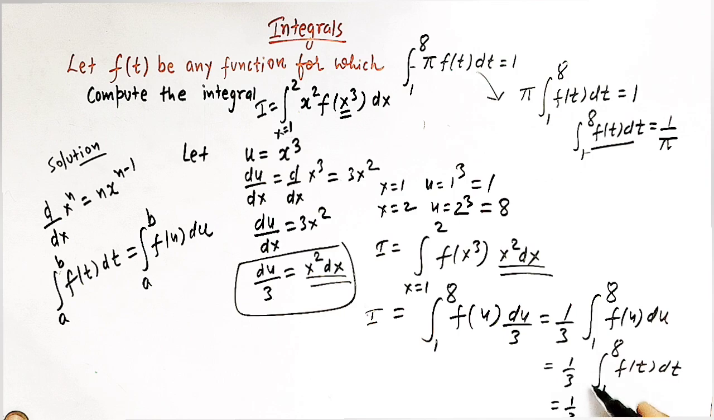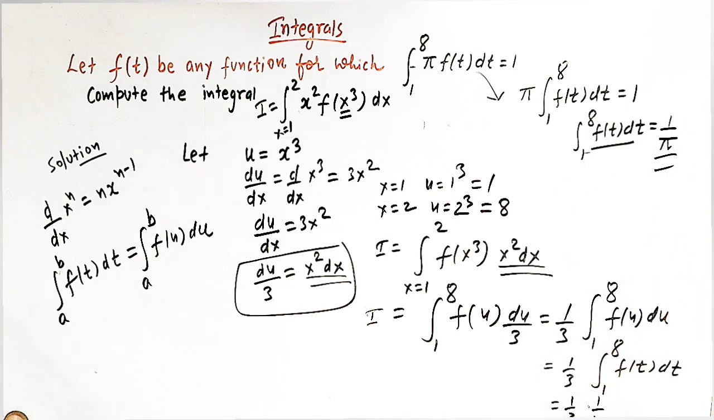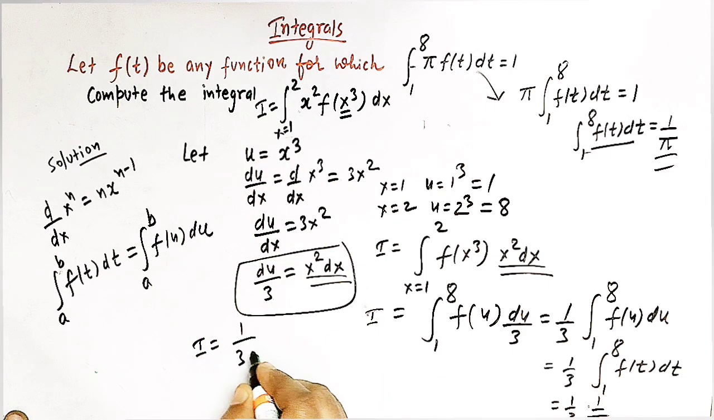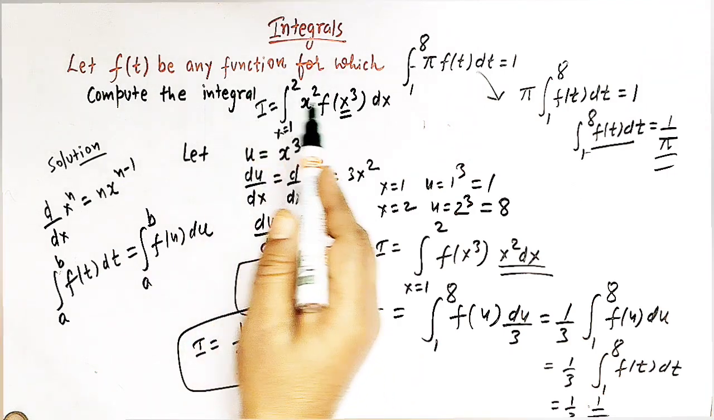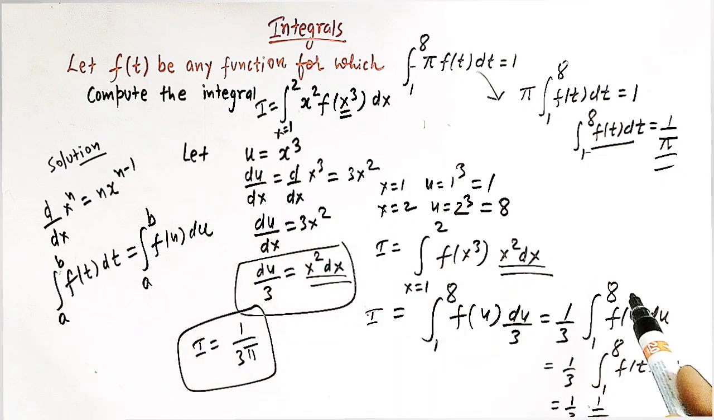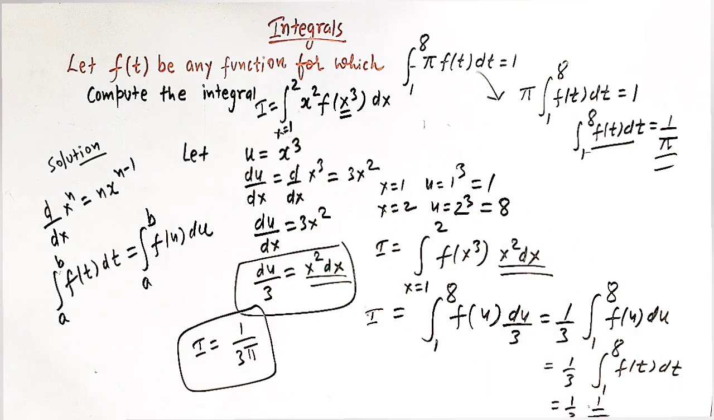Now the value of this integral is given as 1 over pi. So here we can write 1 over pi. So the value of this integral I is equal to 1 over 3 times pi. So viewers, this is how by using the method of substitution and using some properties, that is the dummy variable property of definite integrals, we can easily solve these kind of problems.